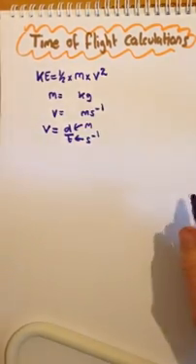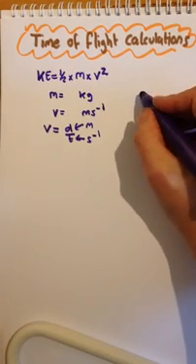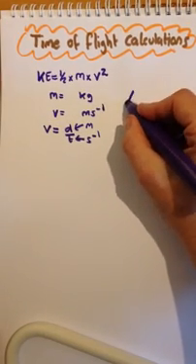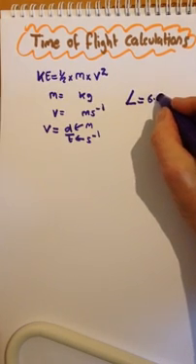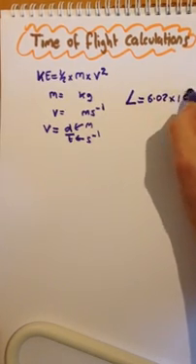The other equation that you will need to know is Avogadro's constant, and we all know that Avogadro's constant for 1 mole of particles is 6.02 times 10 to the 23.